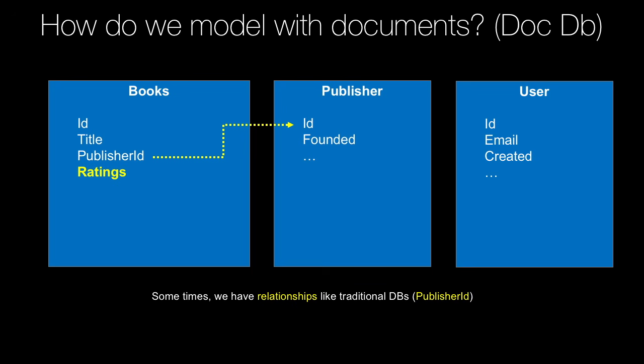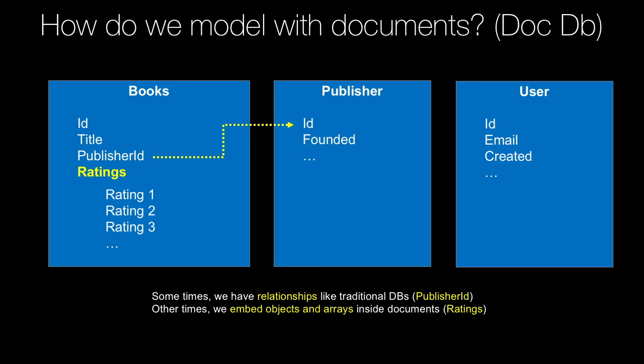But as I was saying about ratings, these we're not going to put in a separate collection. In fact, we're going to store those inside of our books. So we can embed these objects and arrays of either straight values like numbers or strings, or actual sub-documents like our ratings here. So we might have rating 1, 2, 3, and so on.